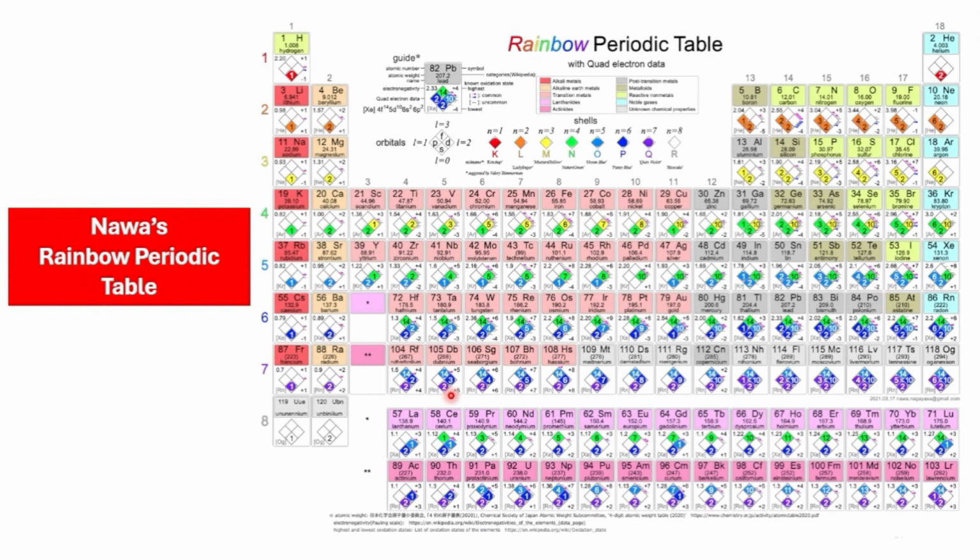Next one is NAWA's rainbow periodic table, and a lot of information is given in this rainbow periodic table. That means he has done a lot of color coding, and he has said what the meaning of these color codings is. You can see the K, L, M, N, O, P, Q, R shells. Where the last electron is going, accordingly these color codings are done. For example, in hydrogen, the last electron is going to the 1s, that means K shell. So that's why it is red in color.